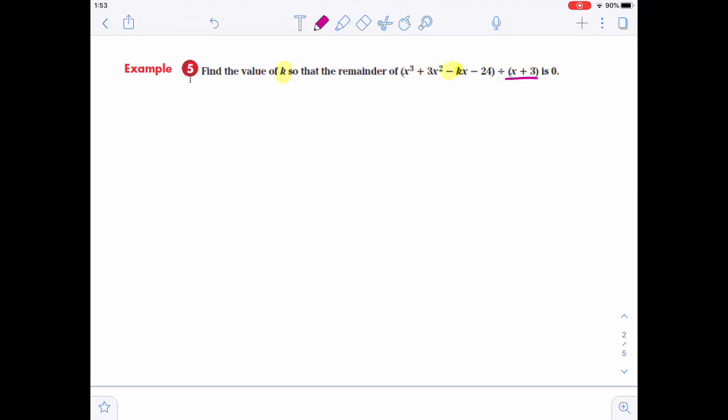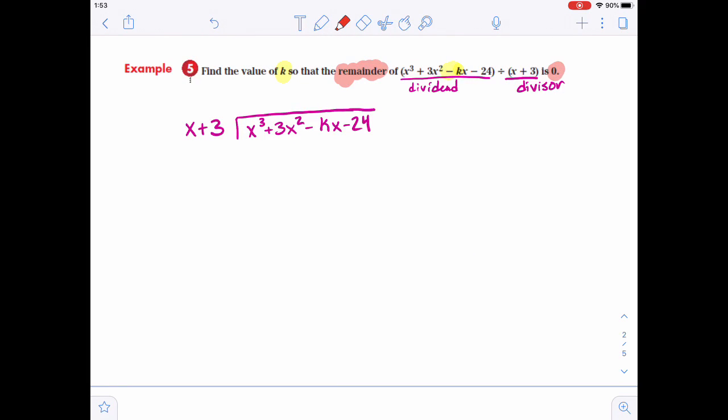Well, let's set it up. So we're dividing by x plus 3. This is our divisor. This is what we're dividing by, x plus 3. This is our dividend. It's our dividend because it goes on the inside. So we're going to put this inside, and then our x plus 3 goes on the outside. Then we've got to divide. And we want a remainder of 0. Well, let's just go ahead and divide to our first terms.